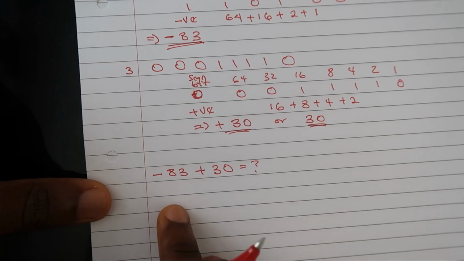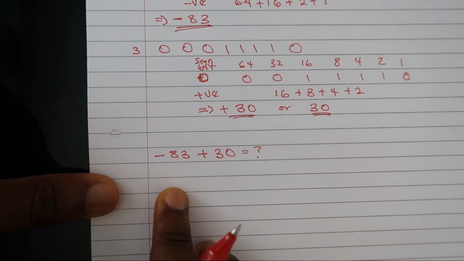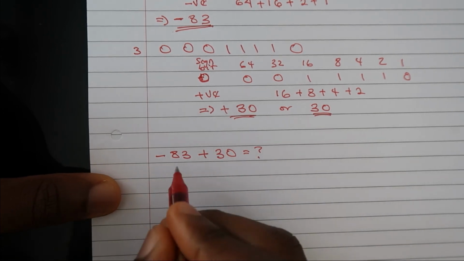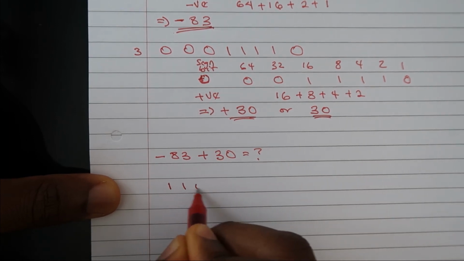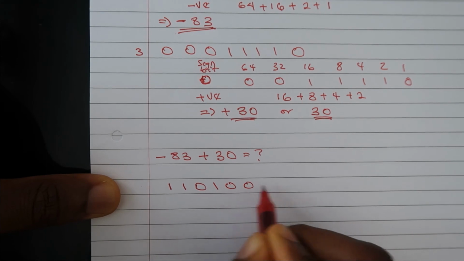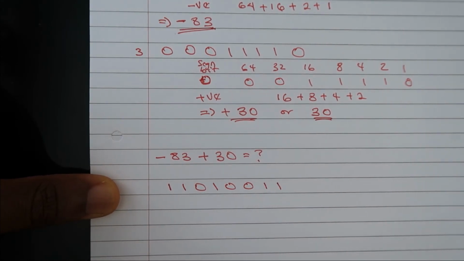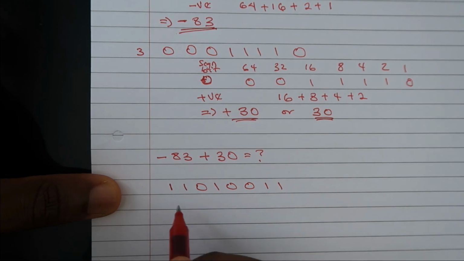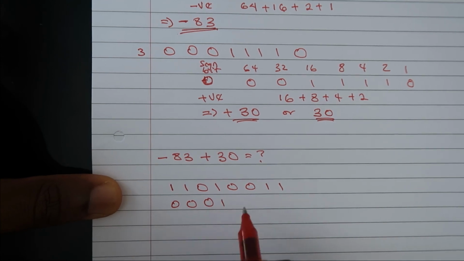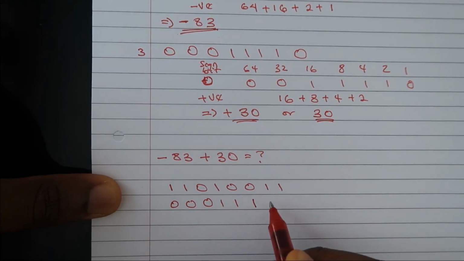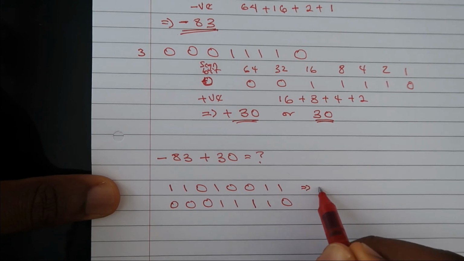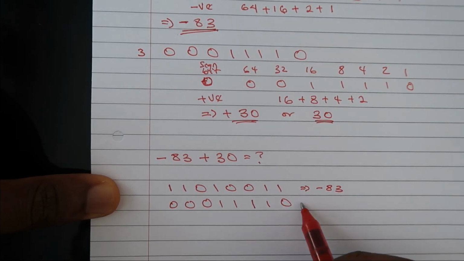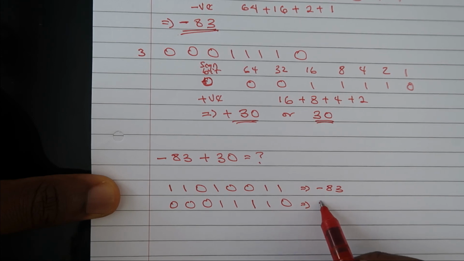To represent minus 83, I know that minus 83 using sign and magnitude is 1 1 0 1 0 0 1 1, and 30 is 0 0 0 1 1 1 1 0. Okay, so this value here represents minus 83, and this value here represents plus 30.